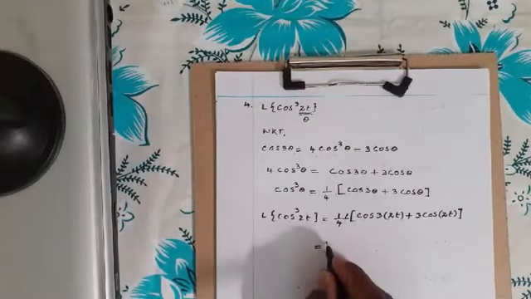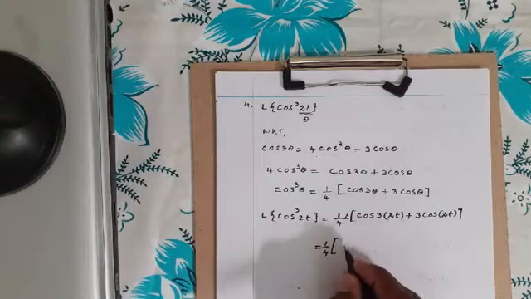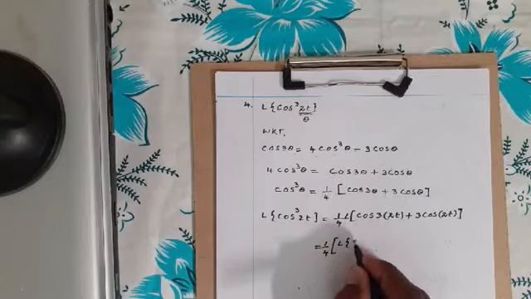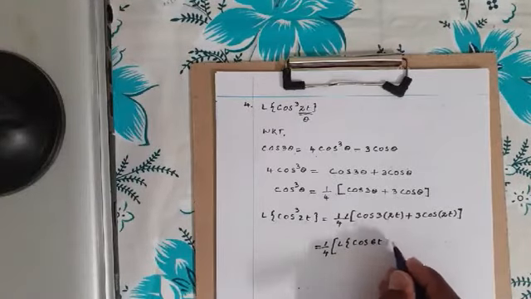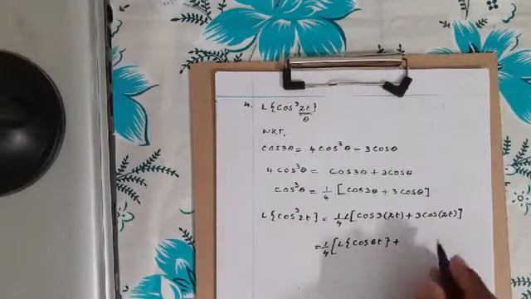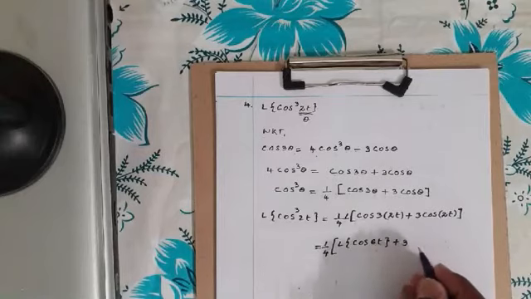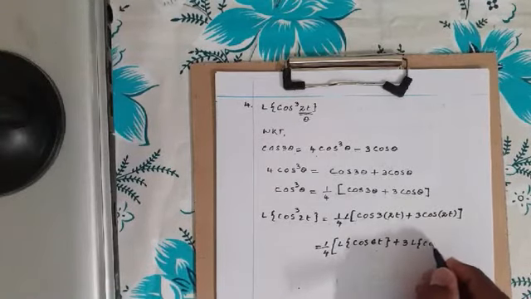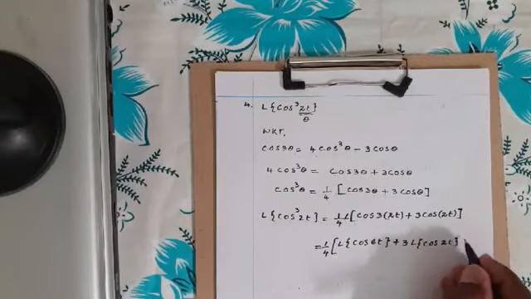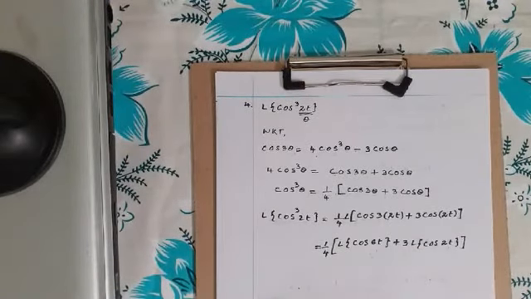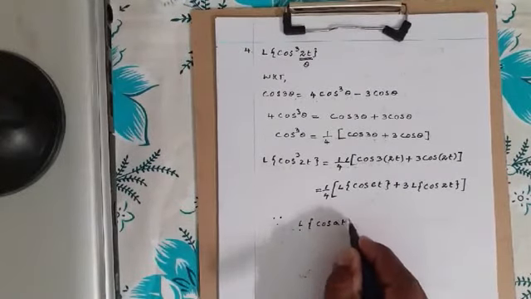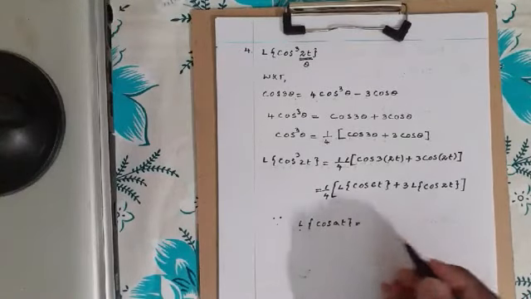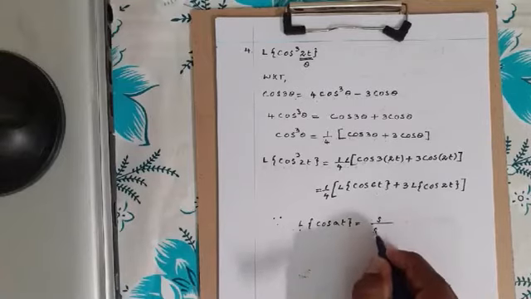Then afterwards this is equal to, now I can write 1 by 4 outside, so just put the box here and write L of cos, now here 3 into 2t, that is nothing but L of cos 6t, close the bracket, and then plus you write 3, which is a constant, outside, then L of cos 2t, and close the bracket. After closing the bracket, since L of cos at is equal to s upon s square plus a square.